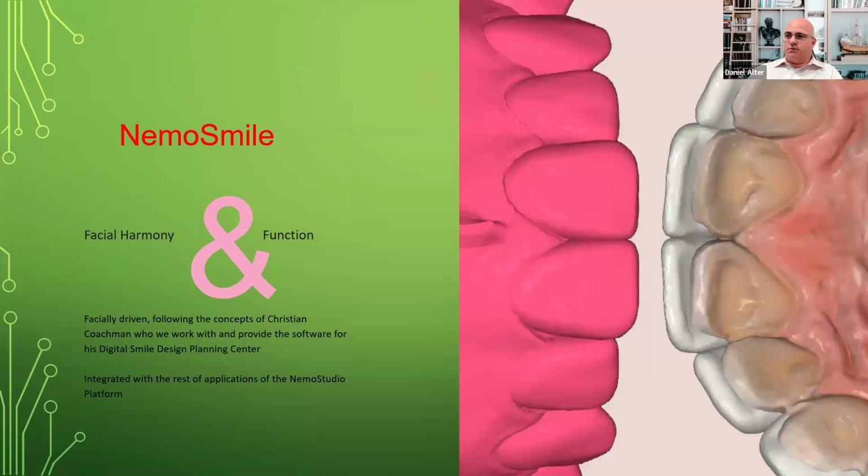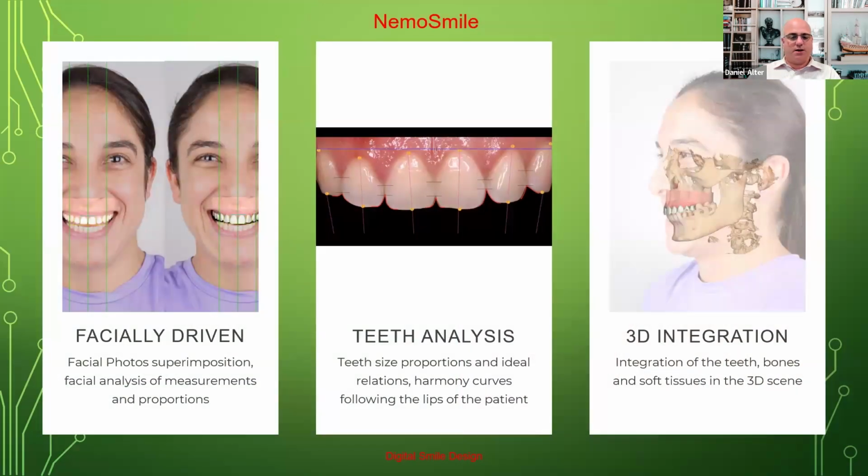Now, as I said, as we have a little bit more time, we have about 10 minutes, so I want to be able to really properly show you the entire suite of Nemotec. They have a really great tool called Nemo Smile, which is a smile design, but it takes it even a step further. It's not only facial harmony, but it's also function. It's facially driven, followed by DSD from Christian Korchman, who they work with on the software, so you're able to get true smile design.